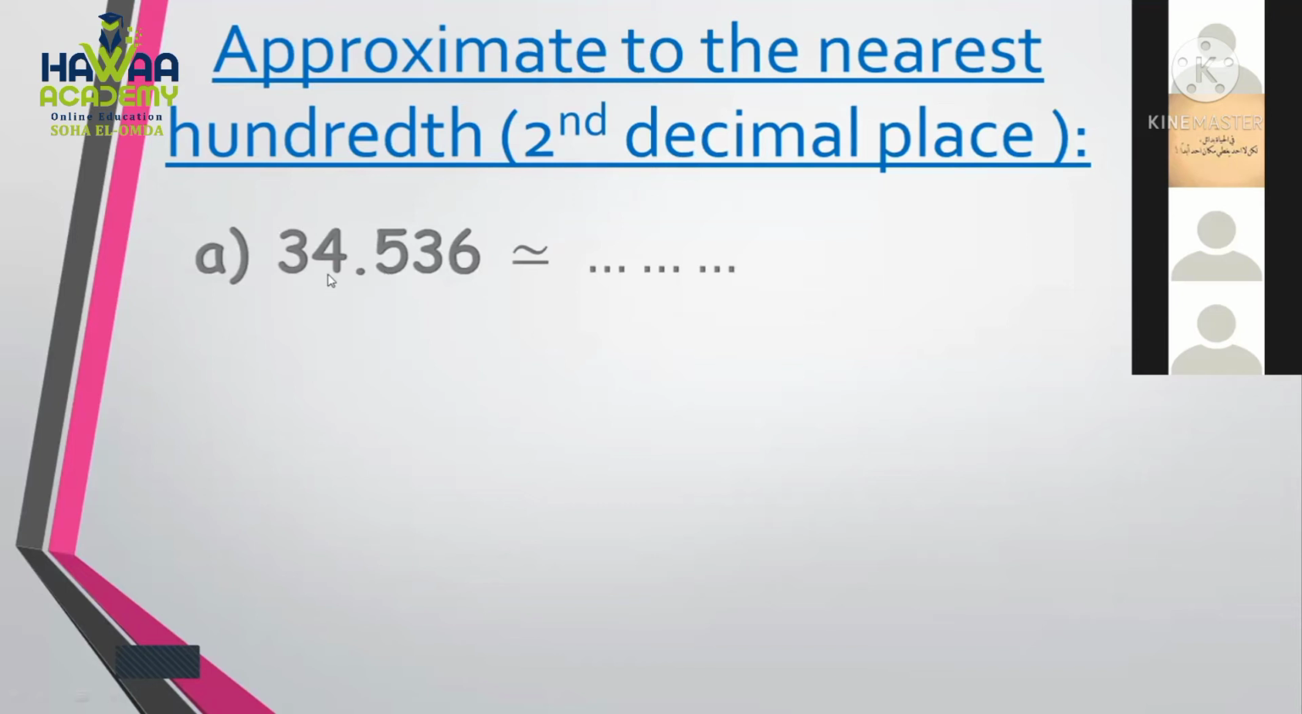So what about the 4? The place value of the 4 is? Unit. Super. The place value of the 3 is? Tens. Super. The place value of the 5 is? Thousands. No, tenths. Okay, tenths.